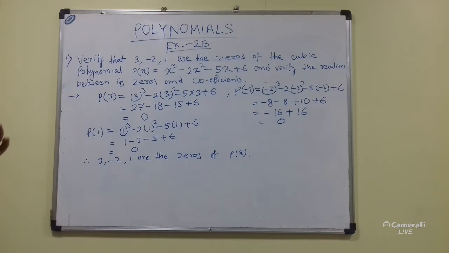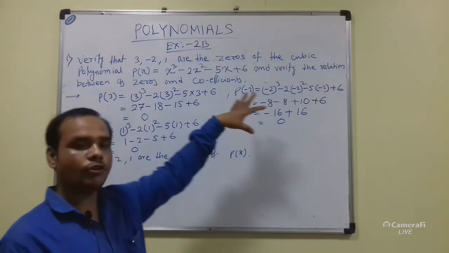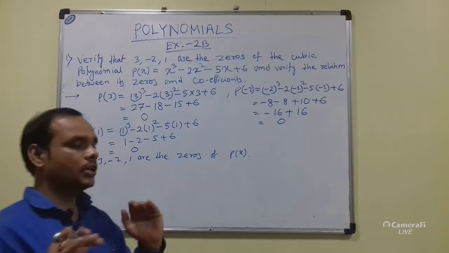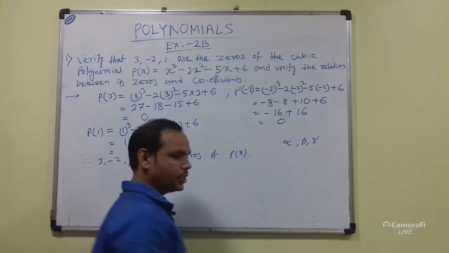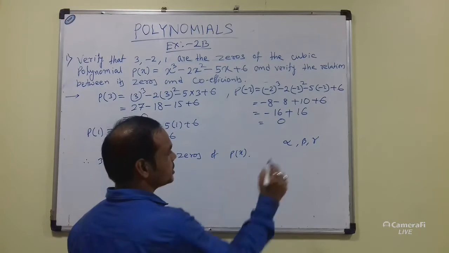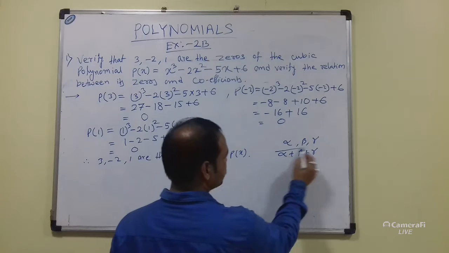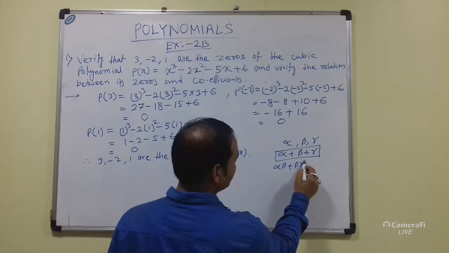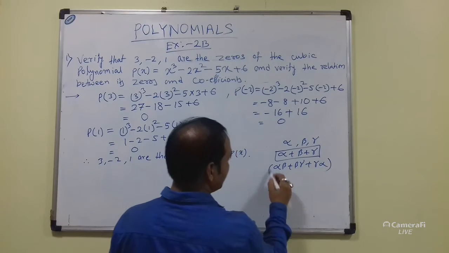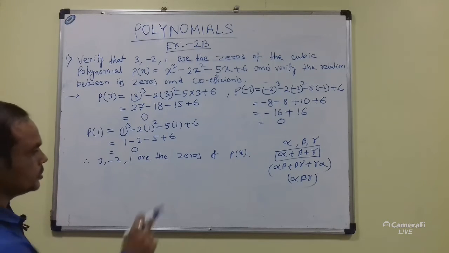Clear students? Now the next thing is to verify the relation between its zeros and coefficients. You know, students, that if alpha, beta, gamma are the three zeros of a cubic polynomial, then we must find the sum of the zeros, alpha plus beta plus gamma. Then we have to find alpha beta plus beta gamma plus gamma alpha, and the third one is alpha beta gamma. So three relations we have to check now. First of all, we check the first one.